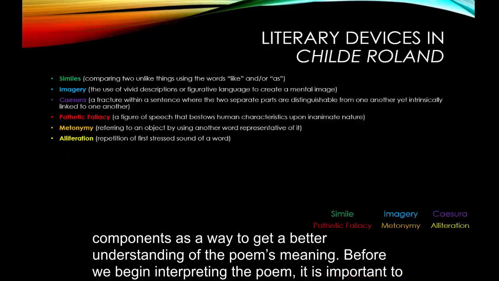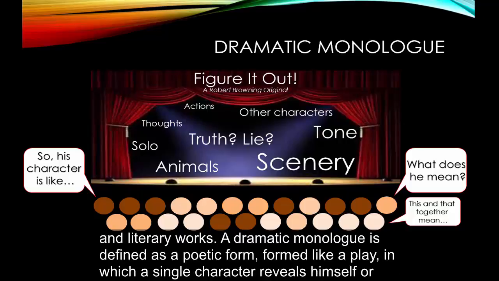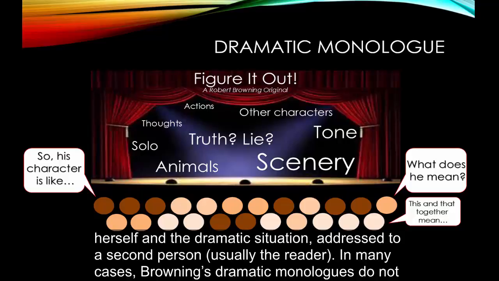Before we begin interpreting the poem, it is important to know a little bit about Browning's poetic visions. Robert Browning is most known for his use of the dramatic monologue in many of his poems and literary works. A dramatic monologue is defined as a poetic form like a play, in which a single character reveals himself or herself in the dramatic situation, addressed to a second person, usually the reader.